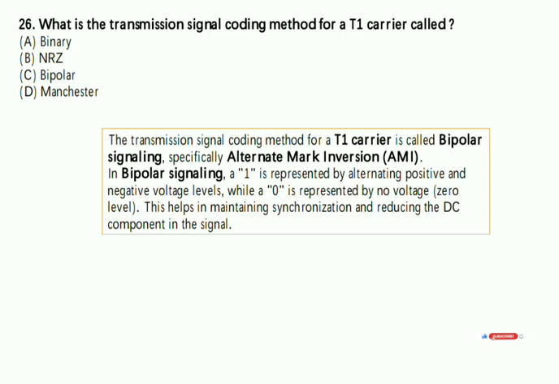The transmission signal coding method for a T1 carrier is called bipolar signaling, specifically the alternate mark inversion technique. In bipolar signaling, a 1 is represented by alternating positive and negative voltage levels, while a 0 is represented by no voltage level, that is a 0 level. This helps in maintaining synchronization and reducing the DC component in the signal.